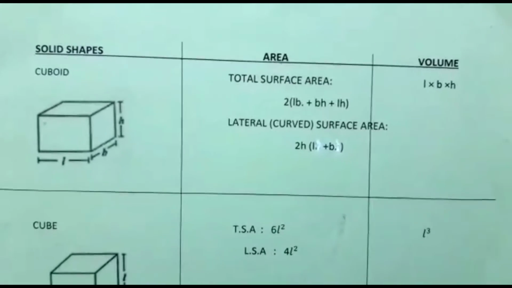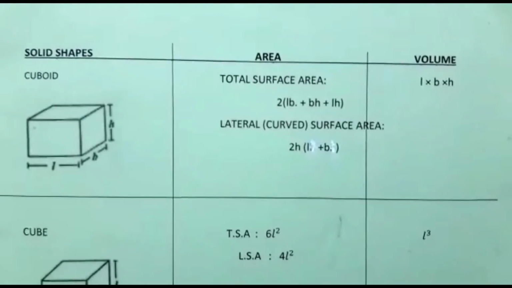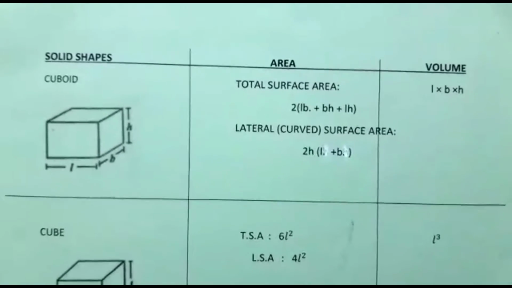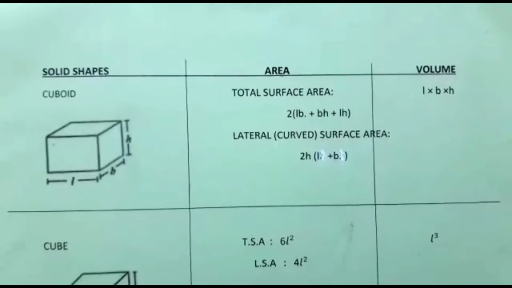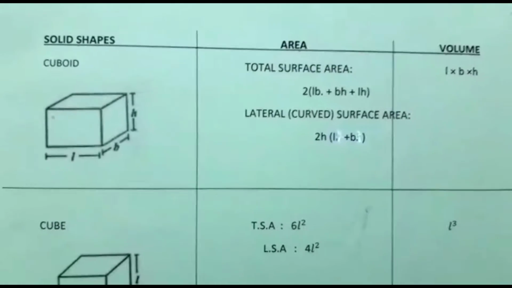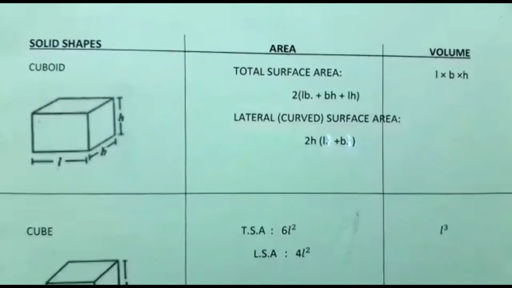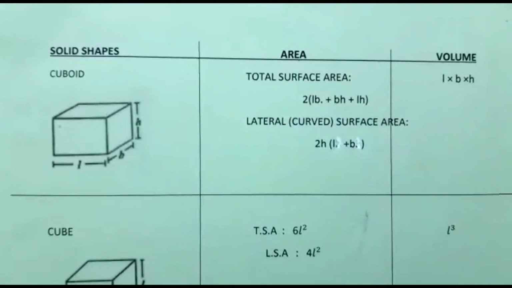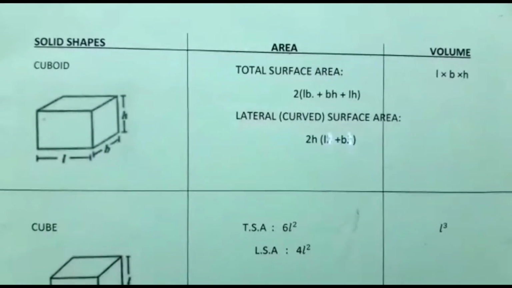Next are solid shapes. The first one is the cuboid. In a cuboid, the top and the bottom are rectangular in shape. Total surface area means there are 6 faces, all rectangles, and you should add the sum of the areas of the 6 faces. While simplifying, you will get 2 bracket L into B plus B into H plus L into H. This is the total surface area of a cuboid. L into B, length into breadth, is the area of the rectangle.